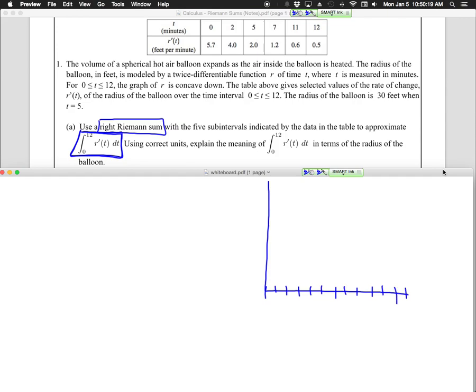All right, so we're going from 0 to 12. So at 0, I'm at 5.7. So there's 0, I'm at 5.7. At 2, I'm at 4. So at 2, we're going to say this is 4 right here. And then at 5, I'm at 2. Then we're going to 7. So at 7, I'm at 1.2, so somewhere in there. At 11, I'm at 0.6. And at 12, I'm at 0.5. So that is the information they've given me. So I've got some curve that is connecting all of these dots.